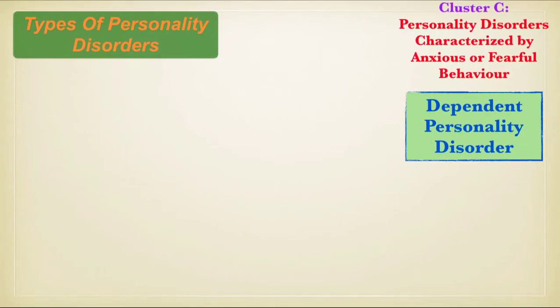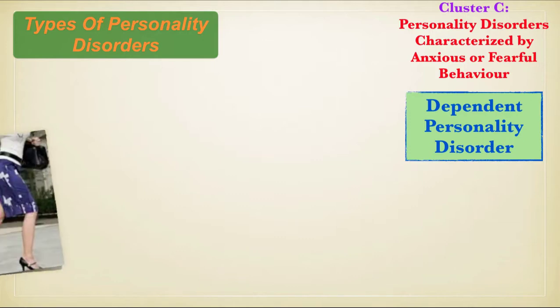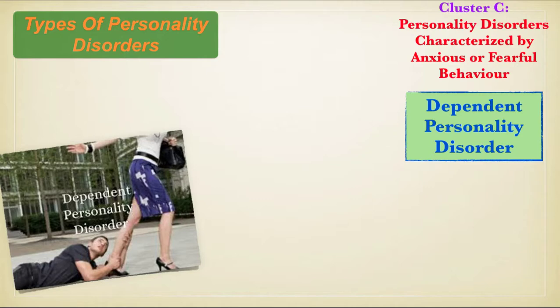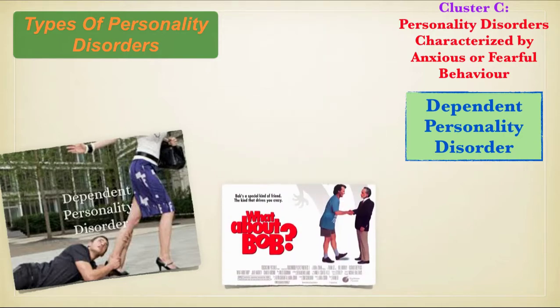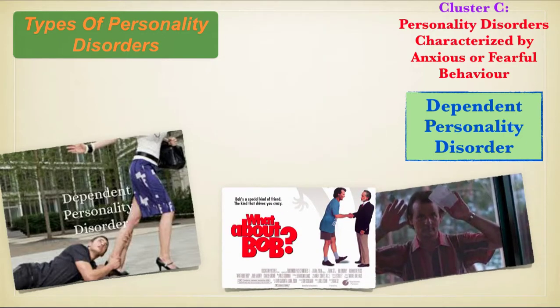Dependent personality disorder. Here, people are overly dependent on others, and have an extremely difficult time acting independently or even making the smallest decisions on their own. Now, there was a movie that came out a number of years ago called What About Bob? And it's a good example of some of the major characteristics around being dependent on and having a dependee. It's a movie about Bob, who was very dependent on his therapist.